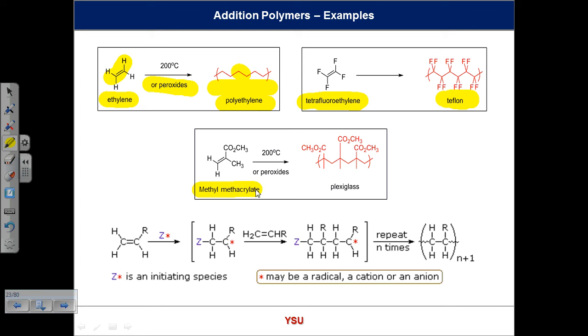Plexiglass, this is methyl methacrylate as the starter material. And if you go to Home Depot or to Lowe's or whatever and you buy some of this plexiglass, it's very hard.